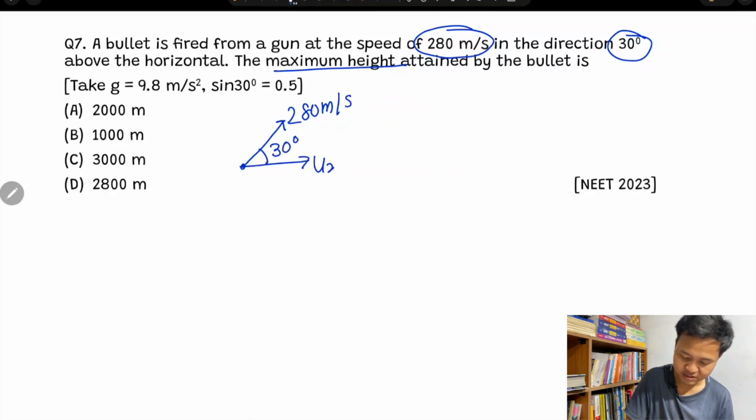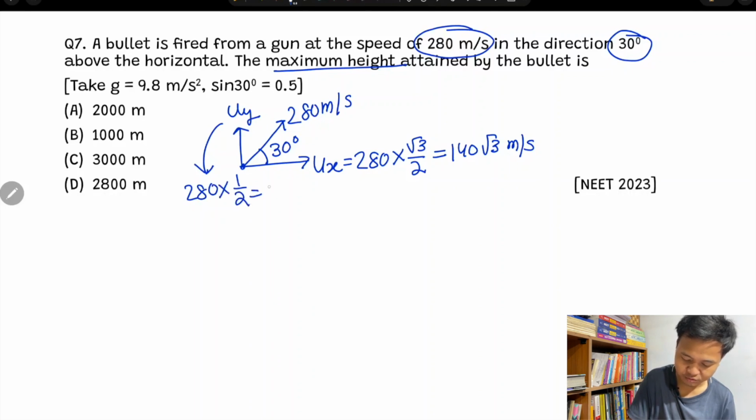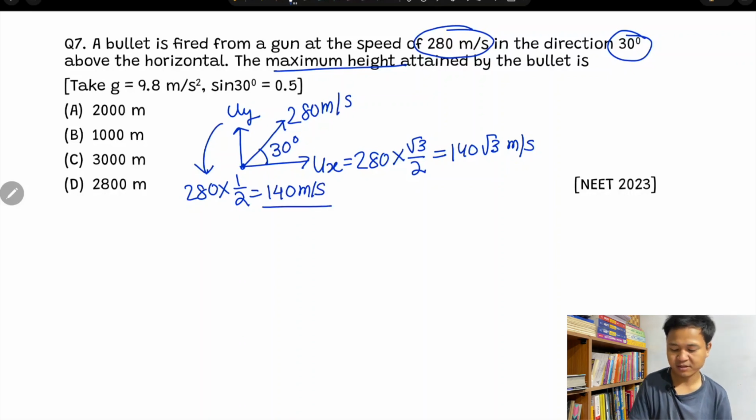So ux is 280 into cos 30, which is root 3 by 2. That's 140 root 3 meters per second. And uy is 280 into sin 30, which is 1 by 2, so which means 140 meters per second. Okay, the question asks for the maximum height.